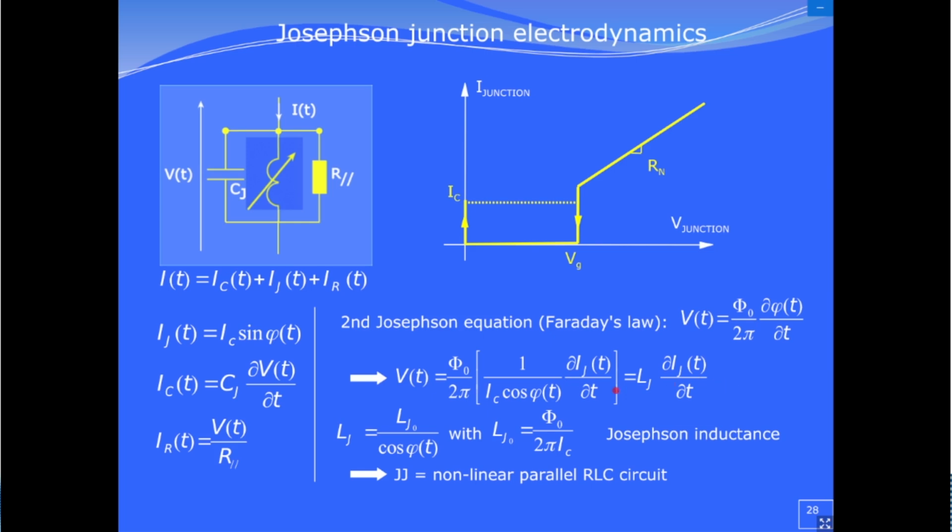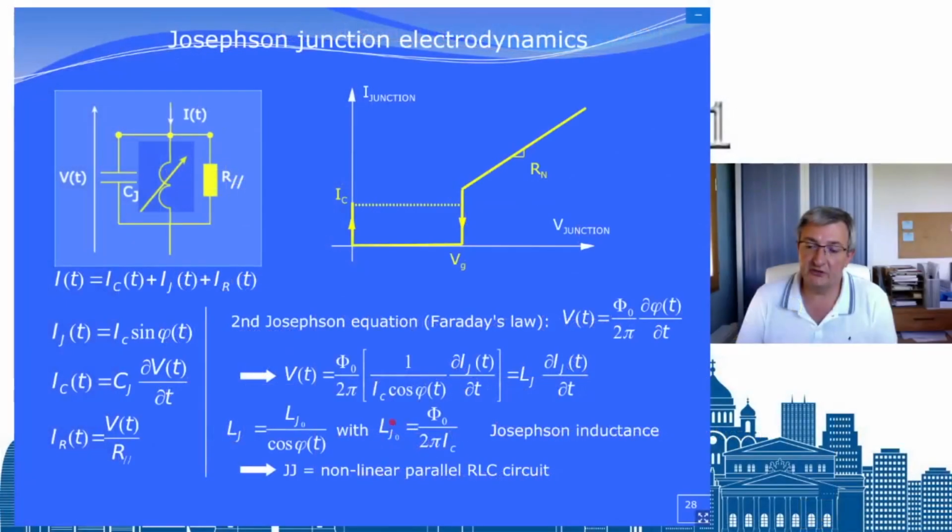You get something like the voltage is an inductance times the derivative of current versus time. And this inductance is Lj = Phi naught divided by cos phi. It's nonlinear. The linear part here we call the Josephson inductance, Phi naught over 2 pi Ic. So this means with these two Josephson equations, you can model a Josephson junction electrically with these simple models, at least as a nonlinear inductance. That's why I put it here.